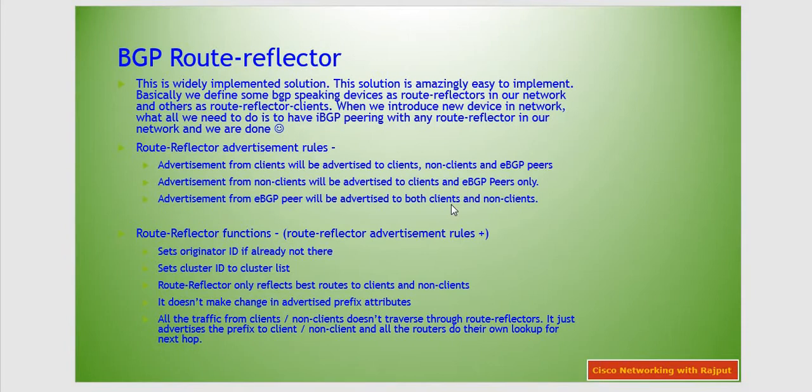Let us see some route reflector functions. It sets the originator ID if the ID is not already there. The route reflector only reflects best routes to clients, non-clients, or eBGP peers. It doesn't make any change to advertised prefix attributes. All the traffic from clients and non-clients doesn't traverse through route reflectors. It just advertises the prefix to clients and non-clients, and all the routers do their own lookup for the next hop.